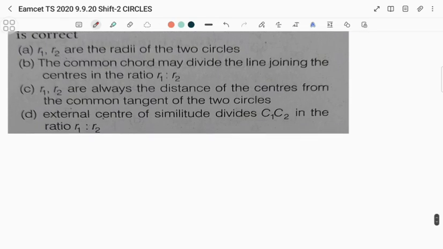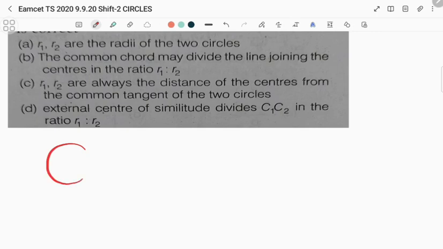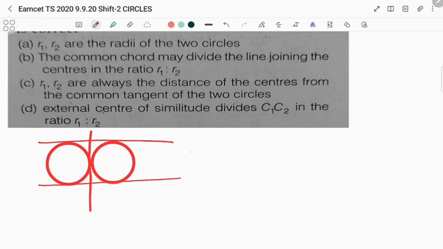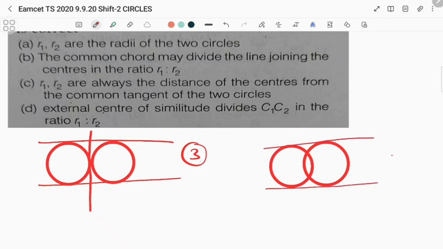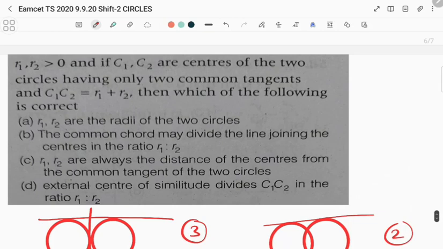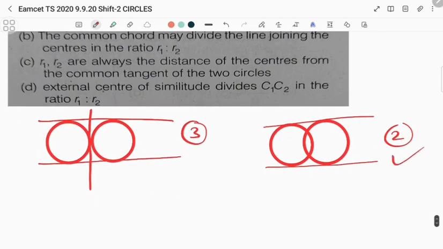So, I will draw the figure according to the question. Three common tangents are there here. Circles having only two common tangents. That means two common tangents is this one now. So two circles intersecting in two distinct points.